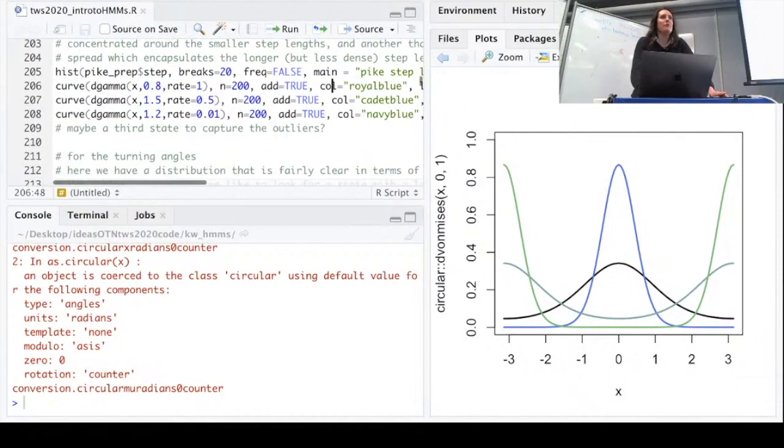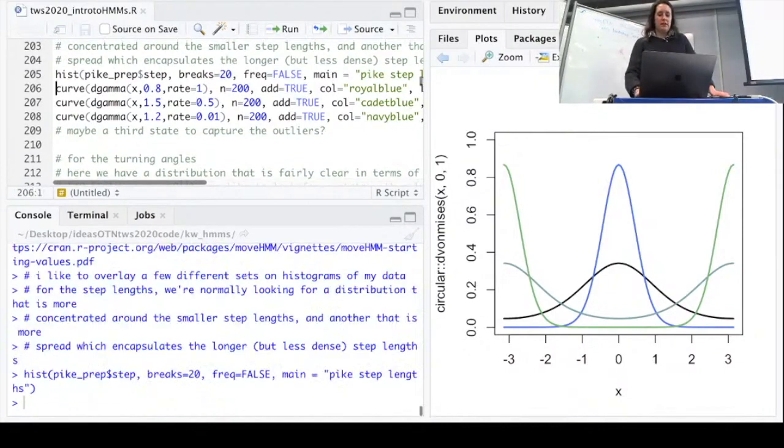Okay, and so what that ends up translating to when we're talking about these distributions is we want longer step lengths associated with a more directed angle. And then we want shorter step lengths associated with a more spread out angle.